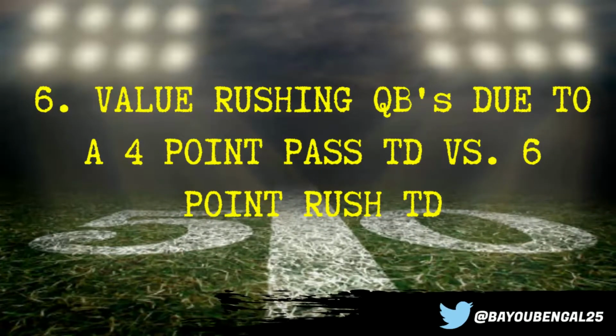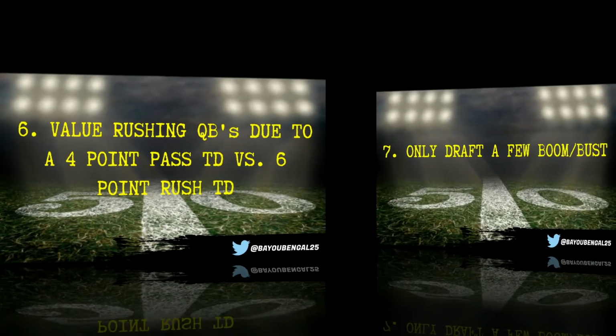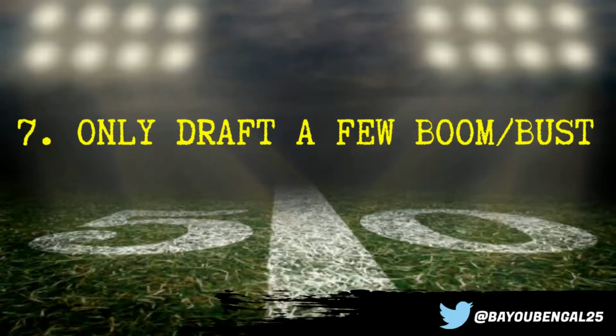The sixth tip, value rushing quarterbacks due to 4-point passing touchdowns versus 6-point rushing touchdowns. You need to look at best ball as a different animal. In leagues where the quarterback gets 4 points per passing touchdown, you should look at quarterbacks such as Josh Allen, Lamar Jackson, Kyler Murray, and Jalen Hurts over other players that don't run the ball as much. At the end of the day, you're looking for the most points possible, and running quarterbacks tend to hit high numbers faster.